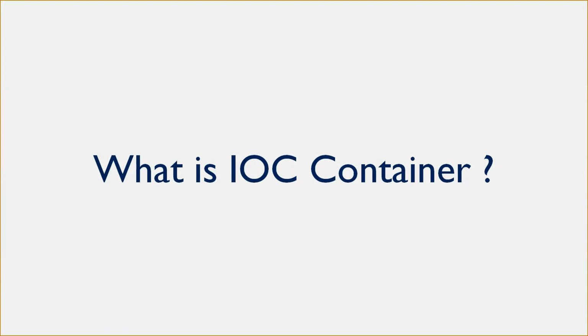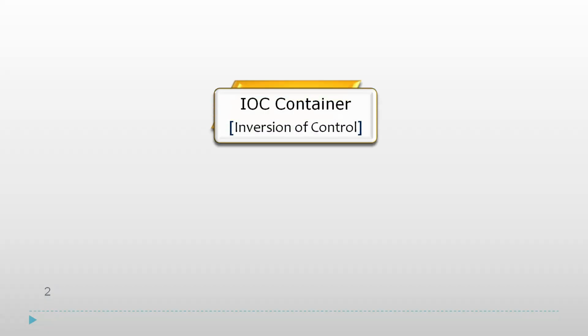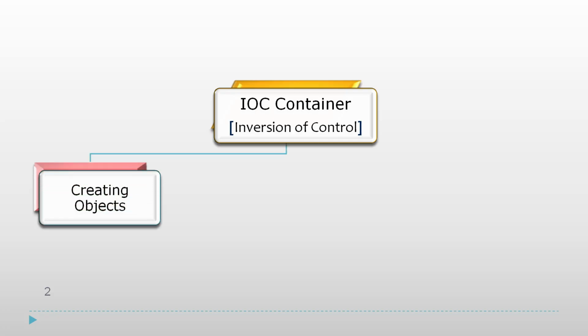Hi everyone, in this video we can understand what is IOC container. IOC stands for Inversion of Control. The object which is managed by the IOC container is called Spring Bean. The responsibilities of IOC container: creating objects. It creates the objects for the Spring Beans.